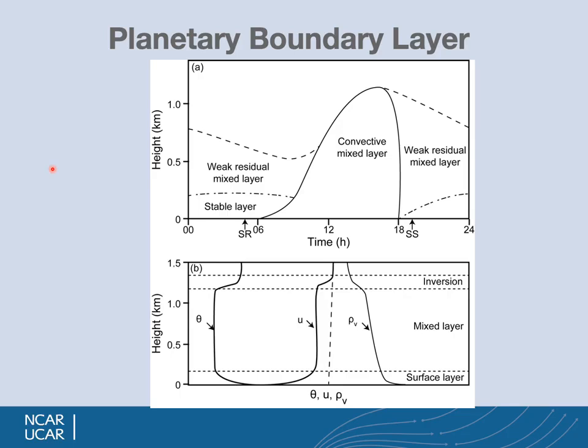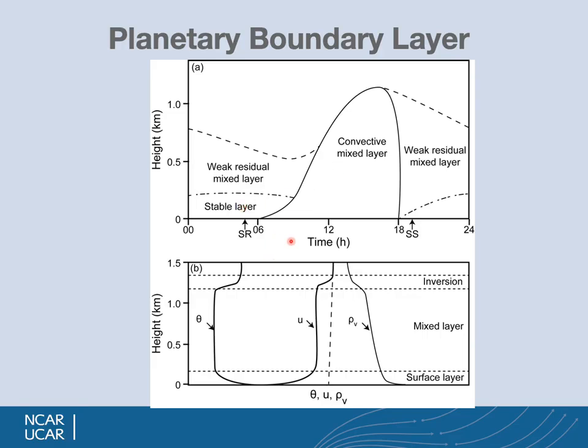A typical diurnal cycle is illustrated here from midnight until midday and then midnight again. You can see that the mixed layer grows with time during the day and then collapses about sunset. And there's a weak residual layer above, and then a stable layer develops at night as the ground cooling reverses the surface fluxes. So the boundary layer scheme has to handle this whole diurnal cycle, so it includes the stable as well as the unstable mixed boundary layer.